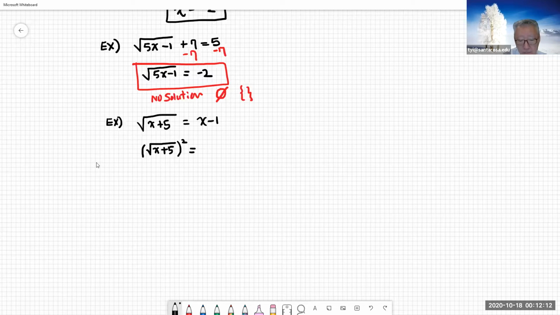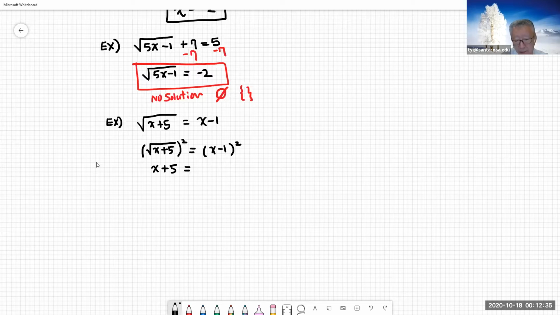And you're going to do the same thing on the right-hand side, which is a square. On the left-hand side, that just becomes x plus 5, right? Because if I rewrite the x plus 5 to the 1/2 power and you raise it to the second power, you're just going to get x plus 5 on the left-hand side.